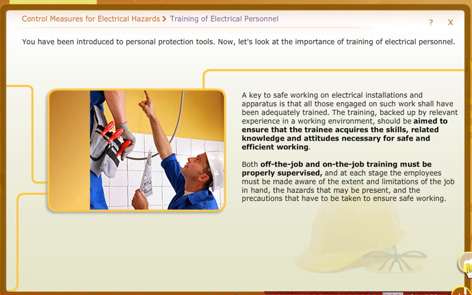Both off-the-job and on-the-job training must be properly supervised, and at each stage, the employees must be made aware of the extent and limitations of the job in hand, the hazards that may be present, and the precautions that have to be taken to ensure safe working.